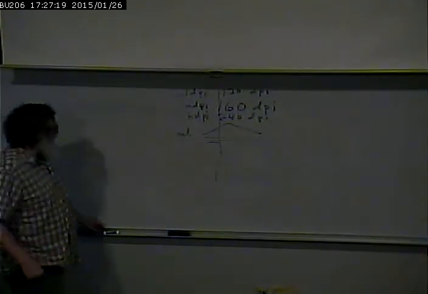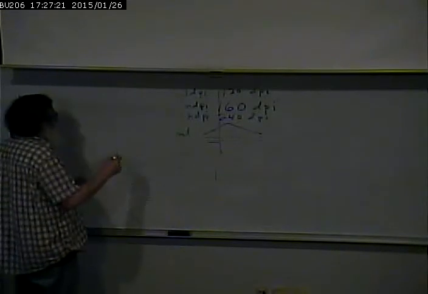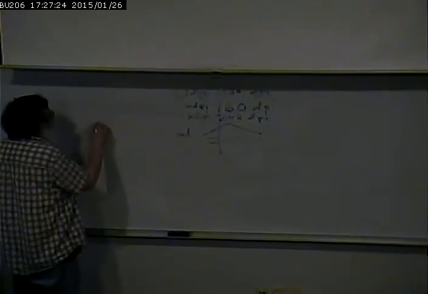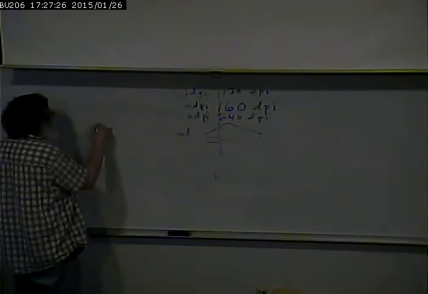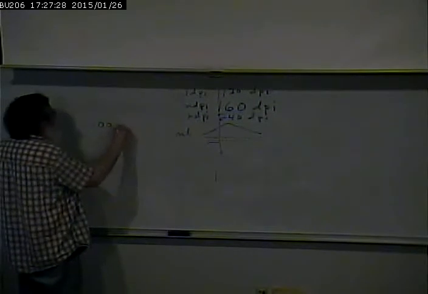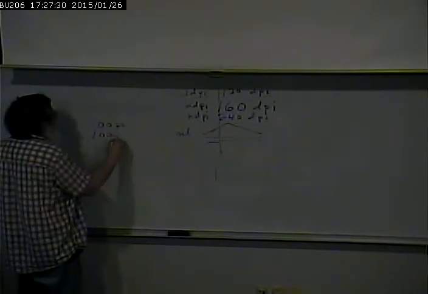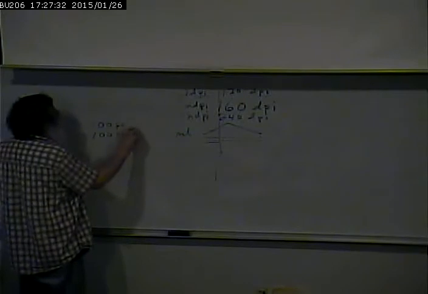Now, let's think about this for a second. Because this is a little counterintuitive for some people. All right? Let's say I have an image, and we'll keep it easy. We'll say it's 100 pixel square. So it's 100 pixel by 100 pixel.